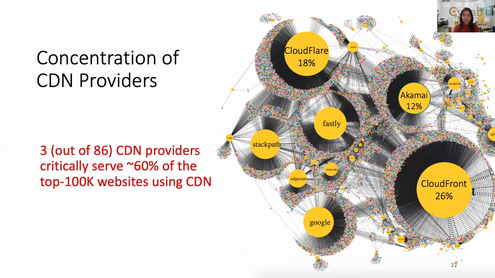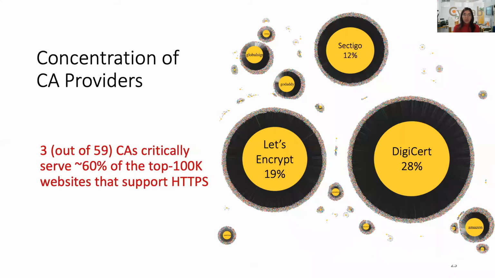We see similar trends in CDN, where the topmost CDN provider, Amazon CloudFront, alone serves 26% of the websites that use CDN. Particularly, we observe that only 3 CDNs serve almost 60% of the websites that use CDN, which are CloudFront, Akamai, and Cloudflare. The situation for certificate validation is also similar. DigiCert alone serves 28% of the websites that support HTTPS. Particularly, only 3 certificate authorities, DigiCert, Let's Encrypt, and Sectigo, serve 60% of the HTTPS-supporting websites out of the total 59 certificate authorities we observed.